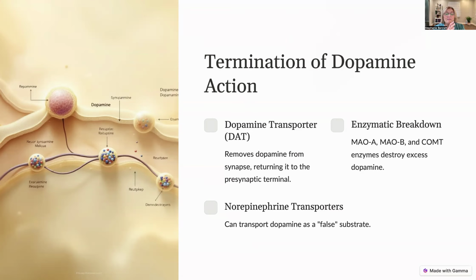Another thing is we have enzymes that actually destroy the excess dopamine. These are MAOAs, Bs, and another one that actually get rid of the excess. Also, norepinephrine transporters, because of the similarities, can transport dopamine as a substrate as well. Even though it probably prefers norepinephrine, it will transport dopamine too.